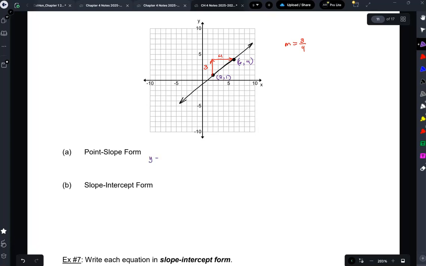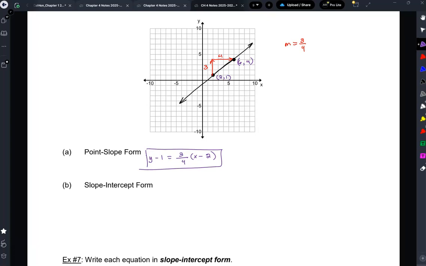So point slope form: y minus 1 is equal to 3 over 4 times x minus 2. And that's it. This is where you stop, guys. That's where you stop for point slope form.